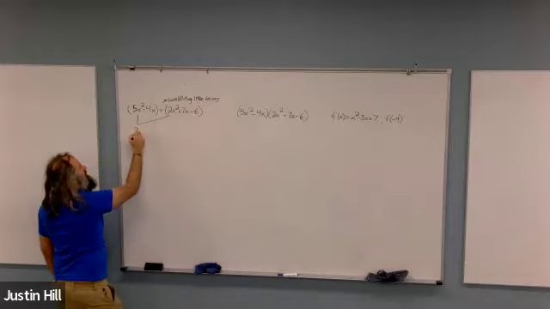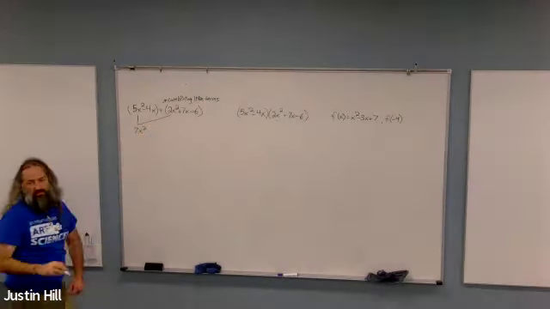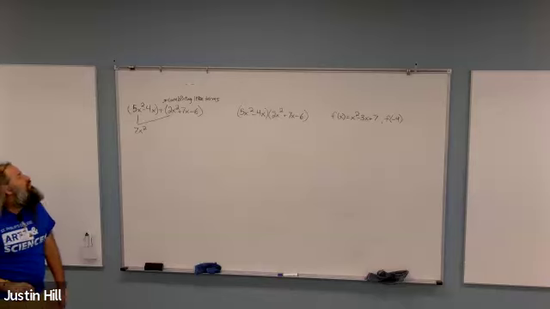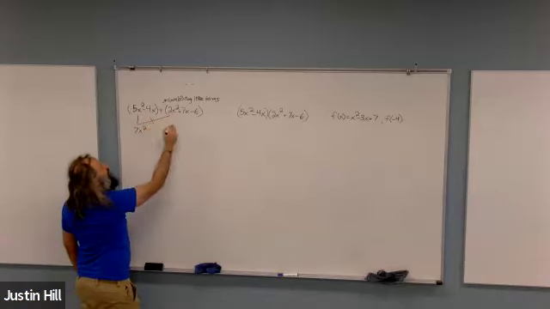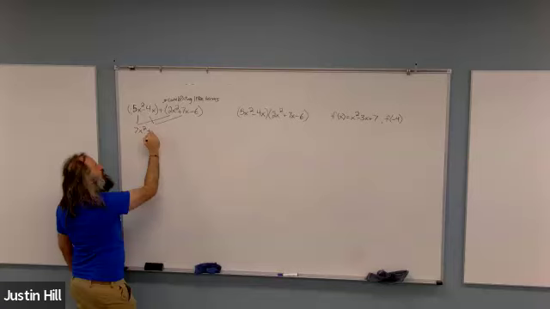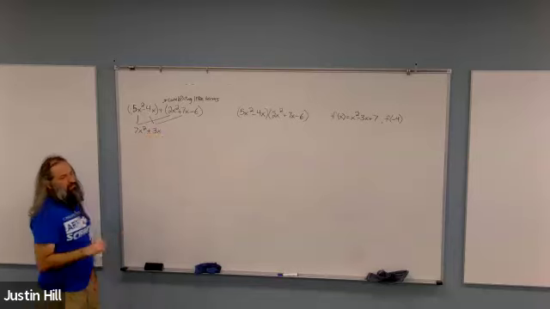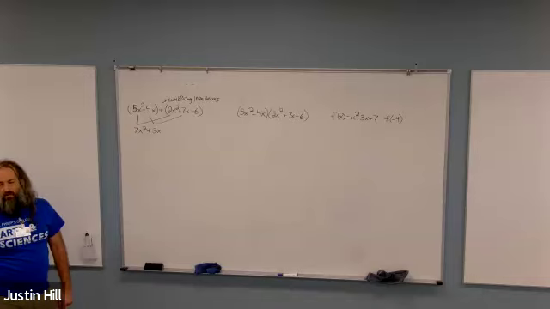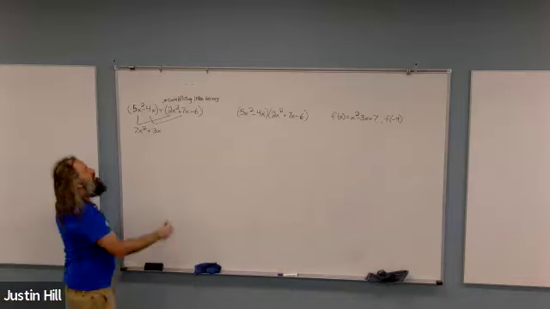So yes, that's gonna be 7x squared plus negative 4x plus 7x, which is 3x. Minus 2. And minus.